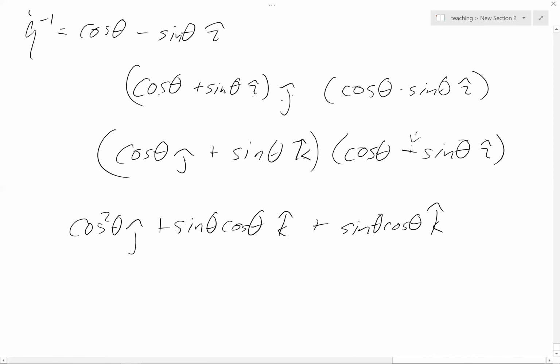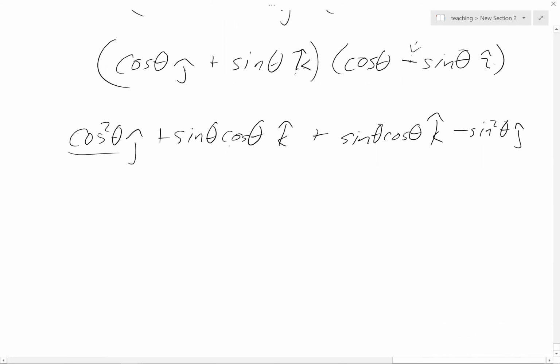And then here, K cross I is J. So I've got minus sine squared theta J. So if I look at my J's, I have cosine squared minus sine squared, which we learned in trig, that's one of the ways we can find cosine 2 theta. And same thing, if I look at my K's, I've got 2 sine theta cosine theta, which is sine 2 theta. Okay.